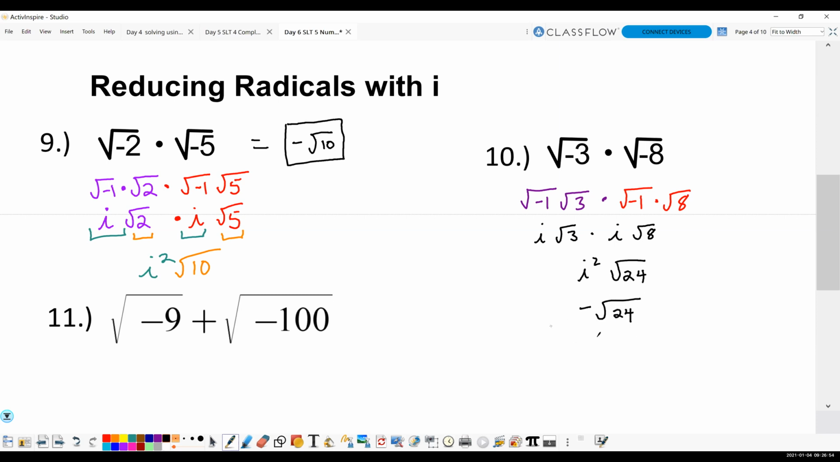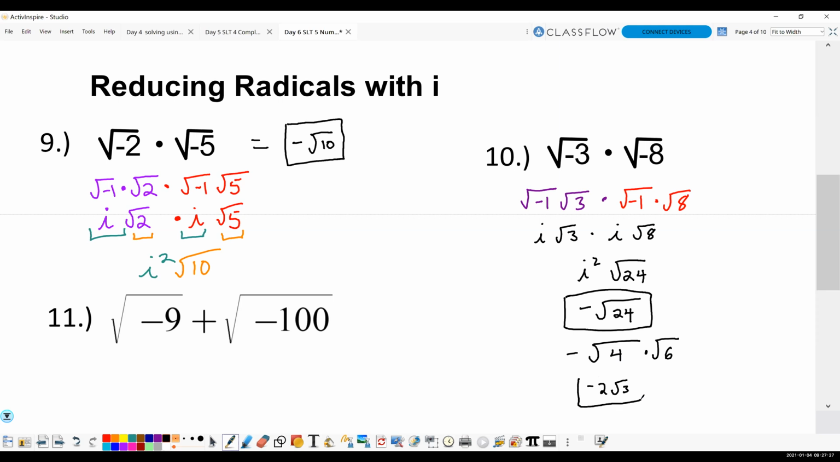Now, if you left this as your final answer, that would be 100% fine. However, I want to recognize that it is very common to see this root 24 reduced. This is what I mean. We can multiply under a radical. So I can separate 24 into the perfect square of 4, and then the not perfect square, 6. Okay, 24 is 4 times 6. The square root of 4 is 2. So you might see this written as negative 2 root 6.